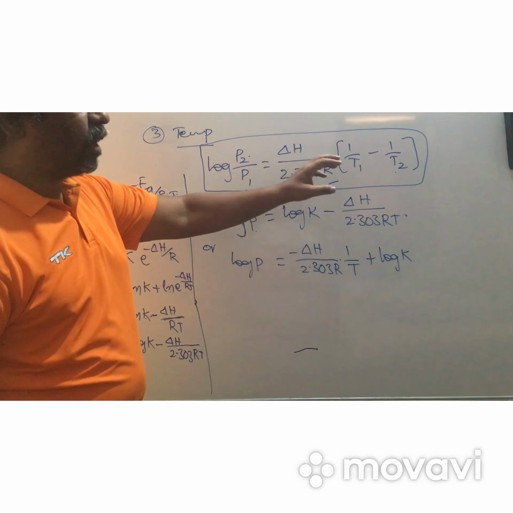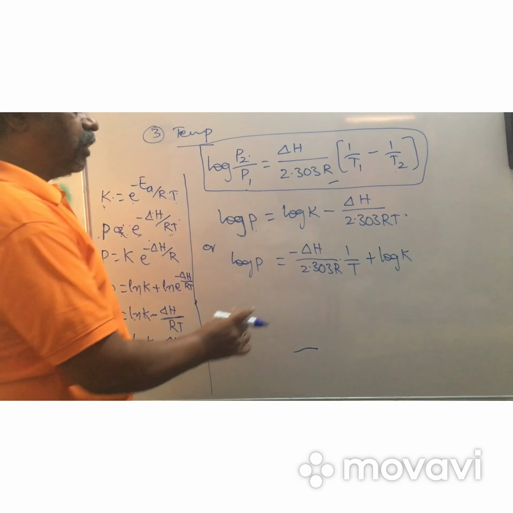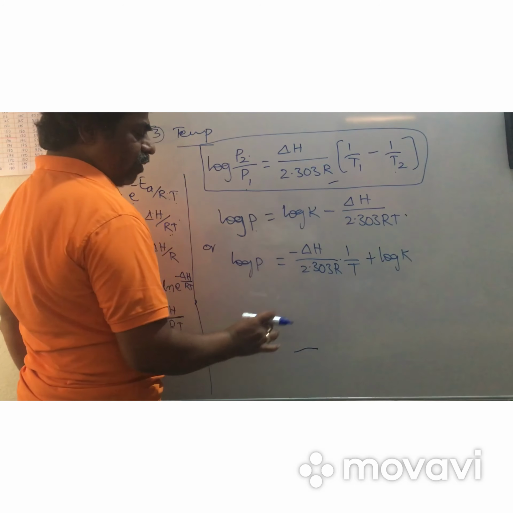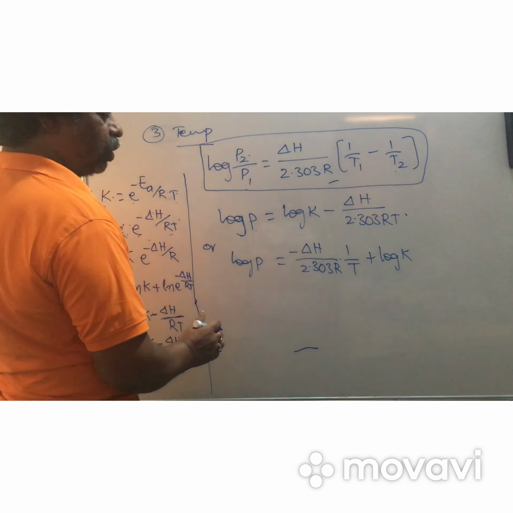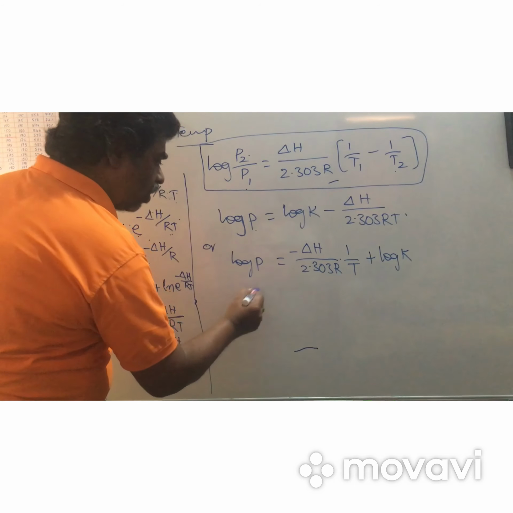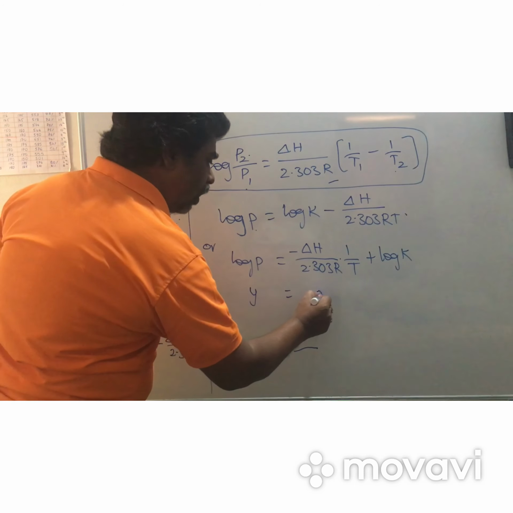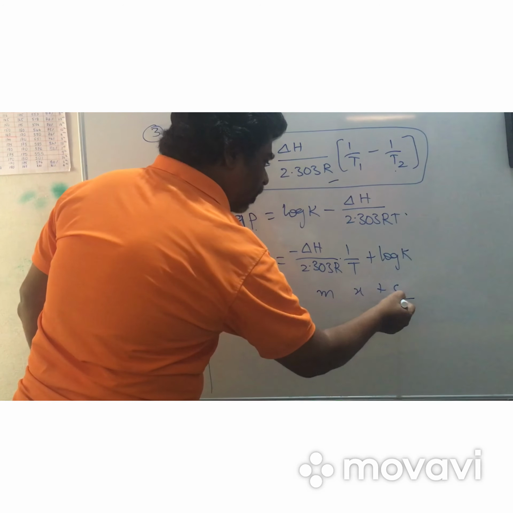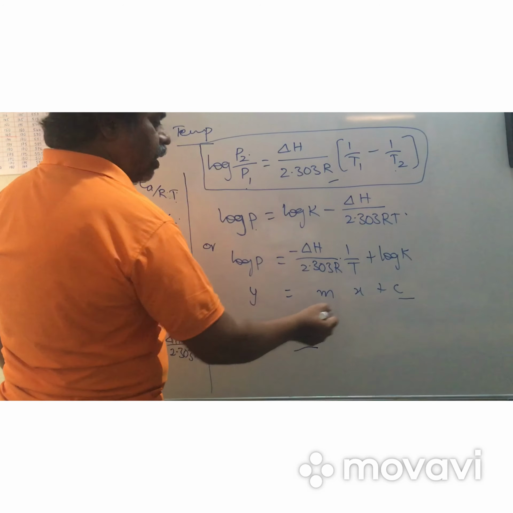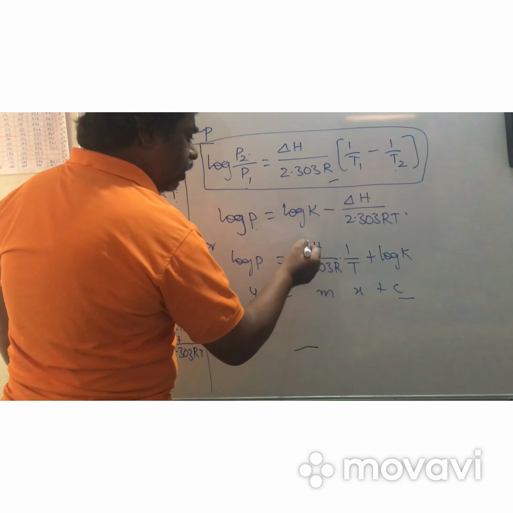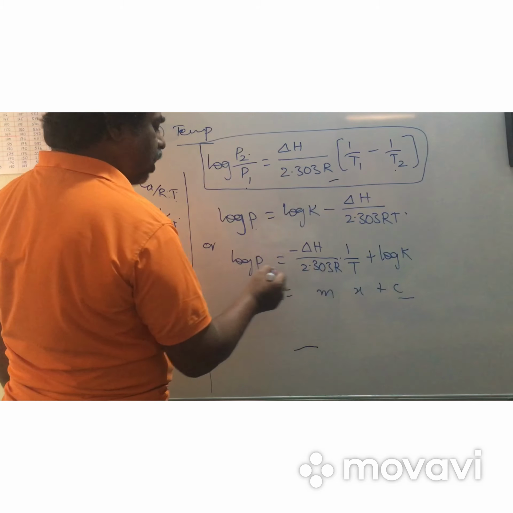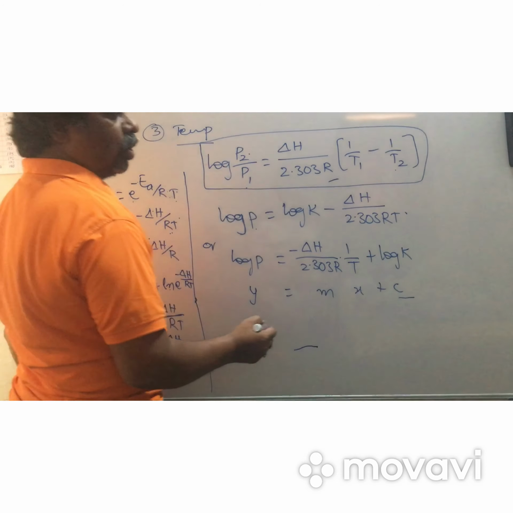For the vapor pressure and temperature relation, I will take temperature on the x-axis and vapor pressure on the y-axis. Based on that you can write the graphical representation. So this is y equals mx plus c. The y-intercept c equals log K, the x coordinate is 1 by T, and the slope m equals minus delta H by 2.303 R. Log P you have to take on the y-axis.